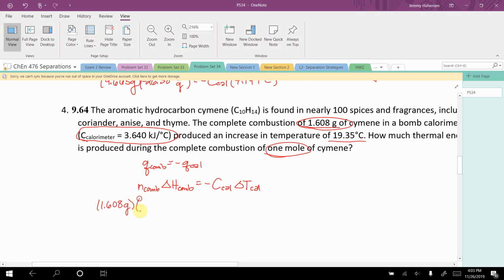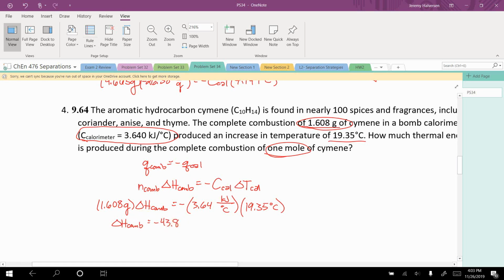So I'm just going to plug these in. 1.608 grams. I'm looking for delta H combustion. 3.64, and that's kilojoules per degree Celsius. And I'm increasing the temperature 19.35 degrees Celsius. So I can plug all this in. And I got that the delta H of combustion is negative 43.8.